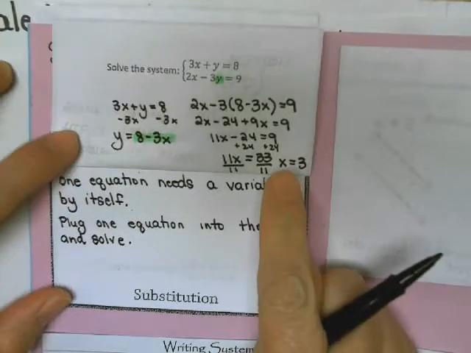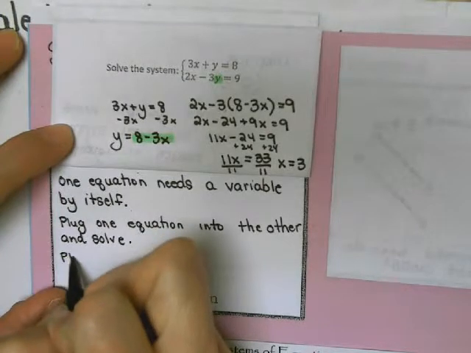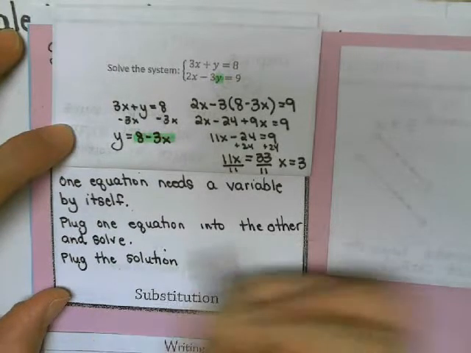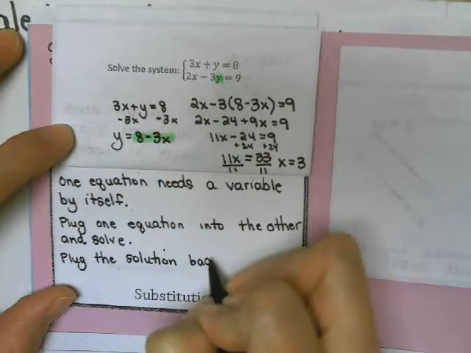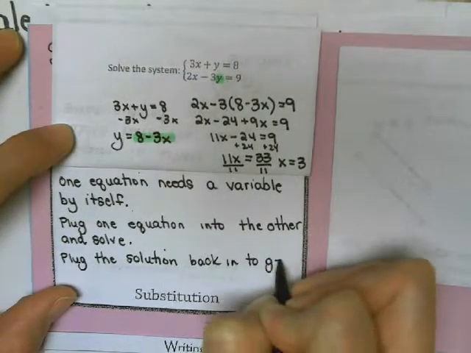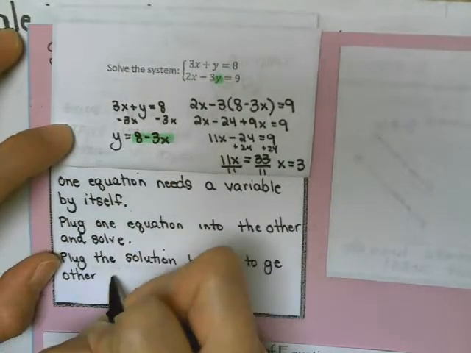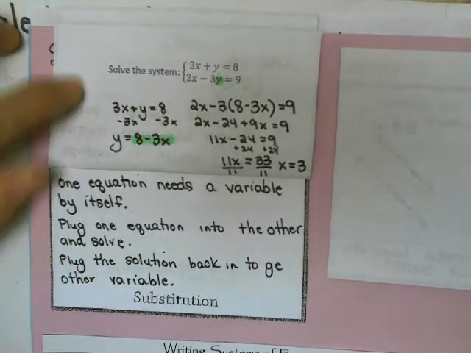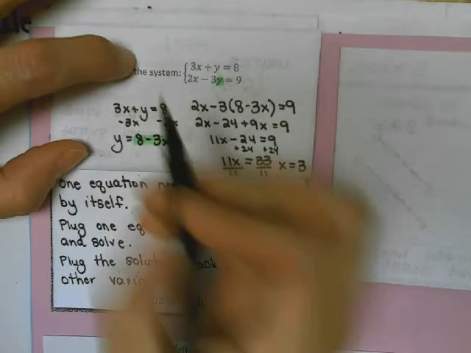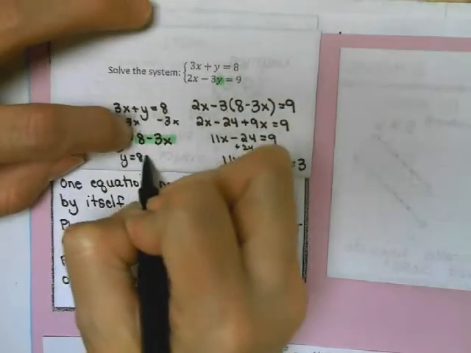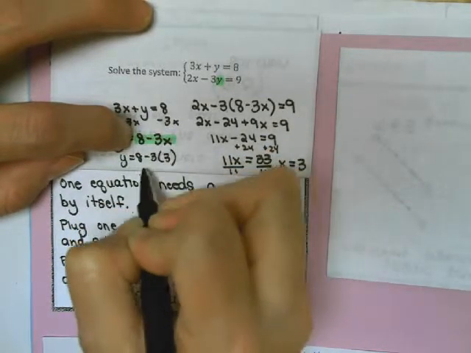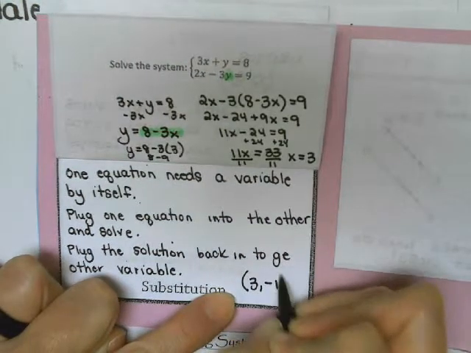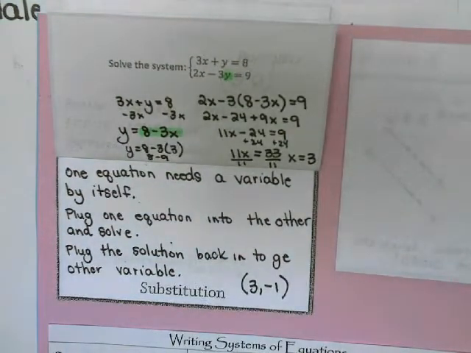Now that I have x, I only have half my answer. So you have to plug that solution back in to get the remaining variable. It doesn't matter which one you plug it back into, but since this one's already set up to get y by itself, I'm going to go ahead and plug 3 in right there. So I get 8 minus 9, which is a negative 1. So my answer is 3, negative 1. Okay?